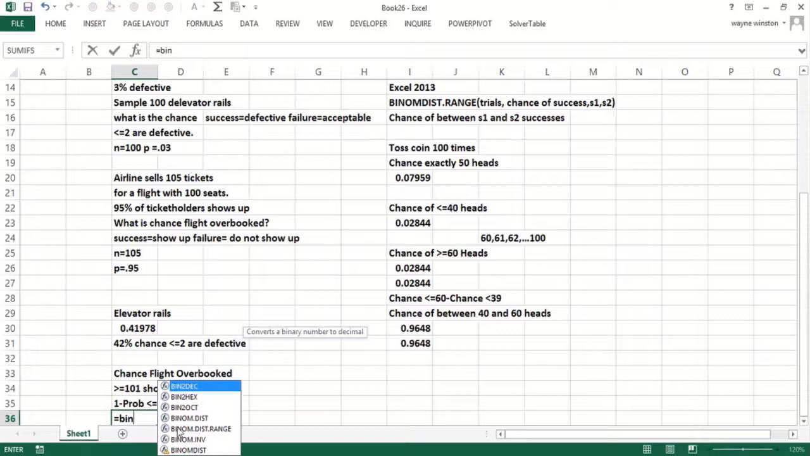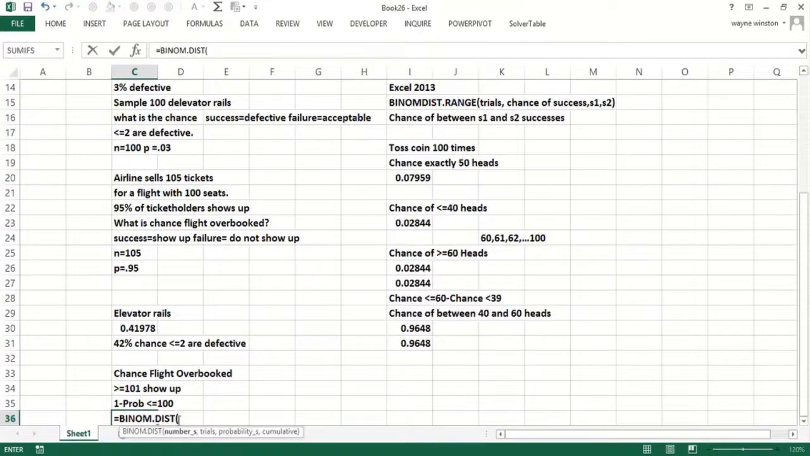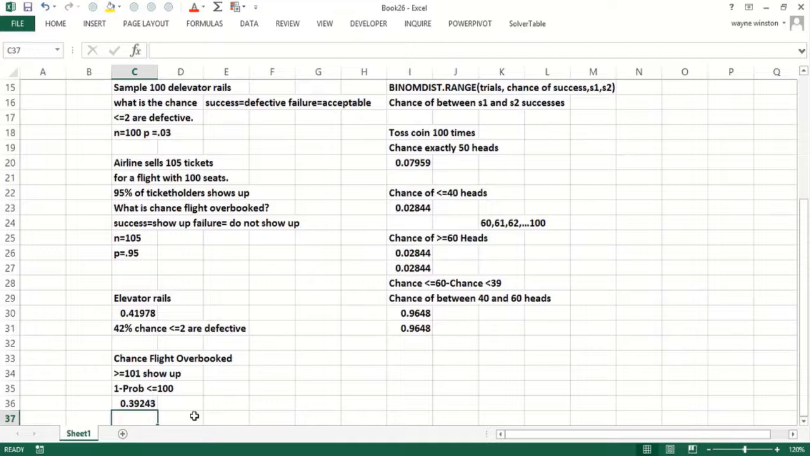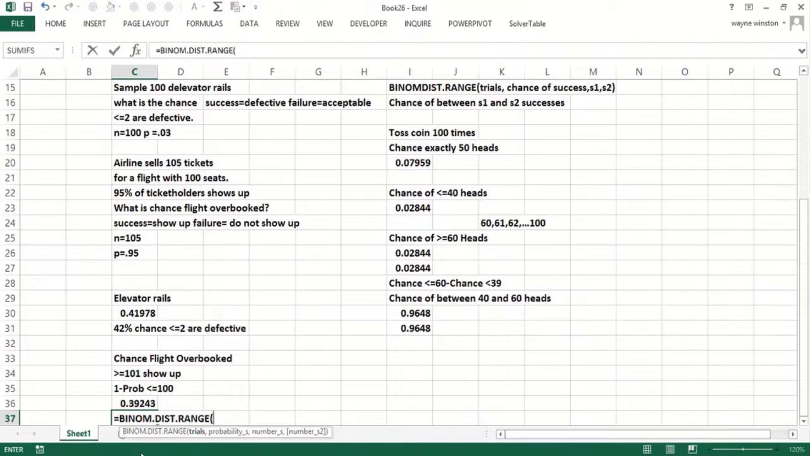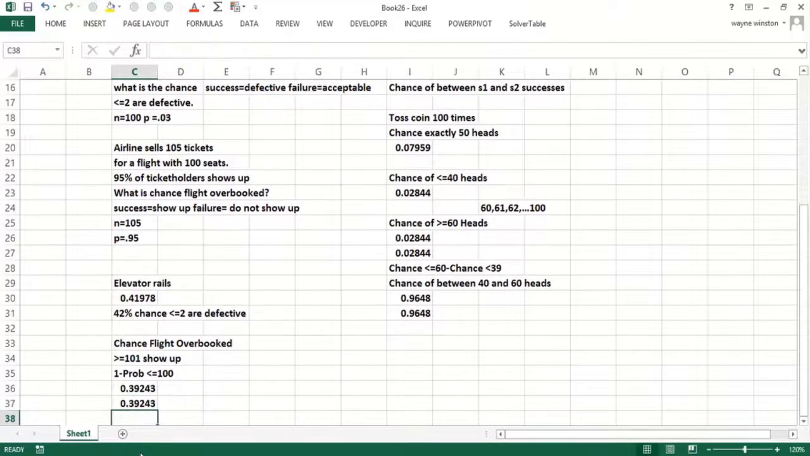But if I do it this way, Binom.DIST, so I want 1 minus the chance of less than or equal to 100. So I want 100 out of 105, 95%. Again, I need that word true. And so I get a 39% chance the flight is overbooked. Or I could do Binom.DIST range, much easier. 105 people could show up, 95% chance they show up. The chance between 101 and 105 show up, 39%.